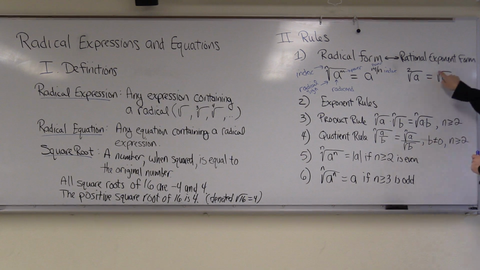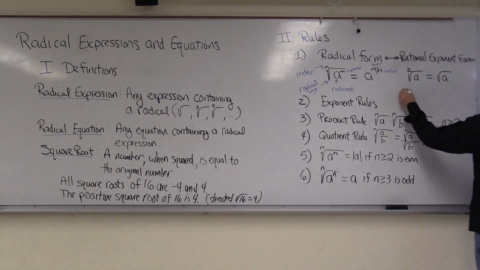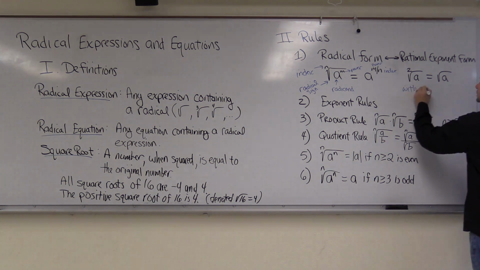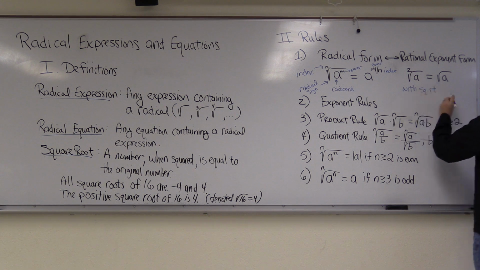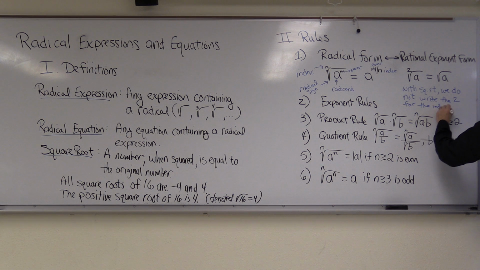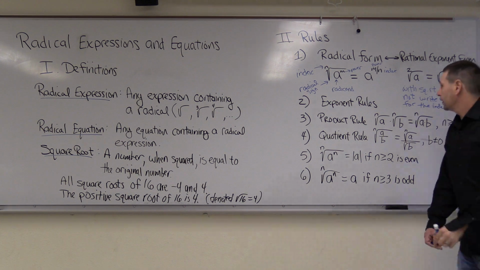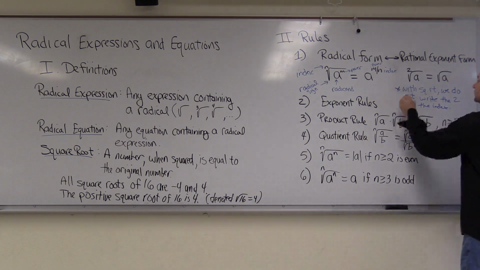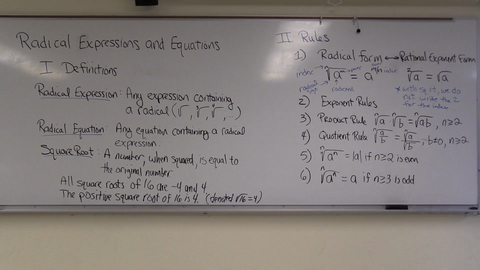So this is assumed as a 2, so remember that. You can even add the 2 in the problems. So with square roots, we do not write the 2 for the index. All right, so that's one thing to know as you're doing the problems. You can add the 2s if it helps you when you're switching back and forth between forms.